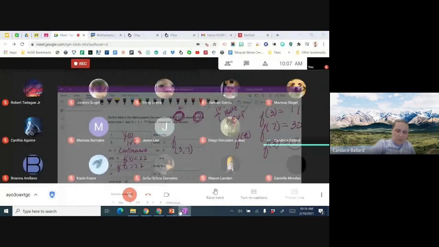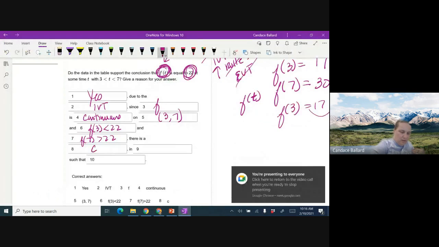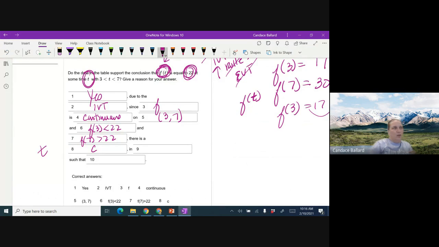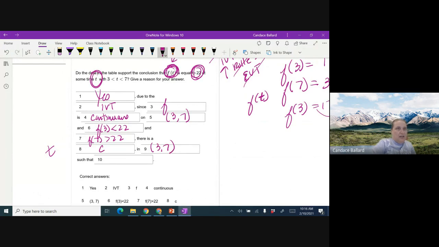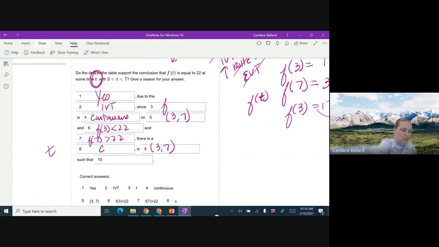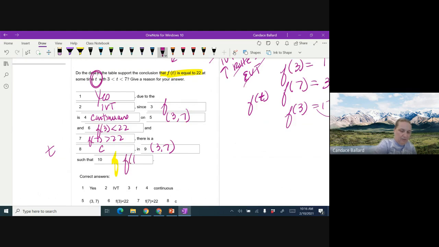If it was the actual test, I would have maybe taken the letter T as well. The C goes back to the theorem. And then you restate the interval from 3 to 7, and then we have to restate what it's saying. Hey, this guy right here, F of T, it's kind of disguised, F of T is actually equal to 22. F of T equals 22.